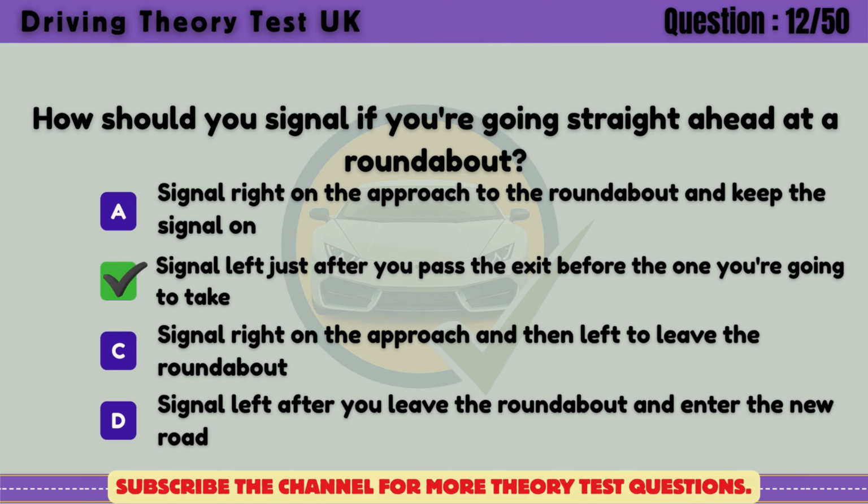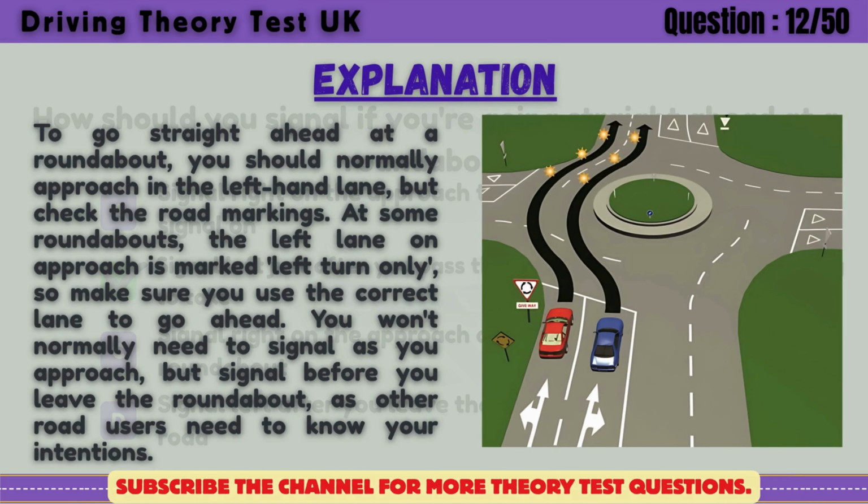Answer is B. Signal left just after you pass the exit before the one you're going to take. To go straight ahead at a roundabout, you should normally approach in the left-hand lane, but check the road markings. At some roundabouts, the left lane on approach is marked left turn only, so make sure you use the correct lane to go ahead. You won't normally need to signal as you approach, but signal before you leave the roundabout, as other road users need to know your intentions.